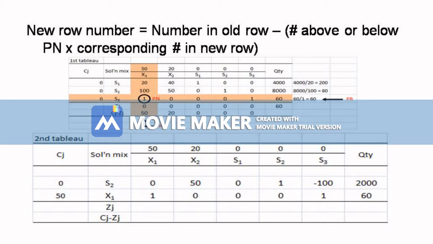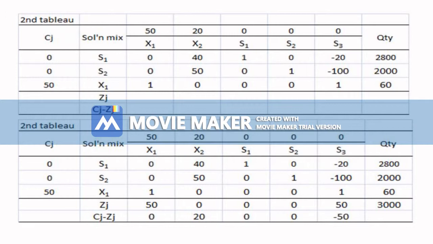So it is 0 in the column for x1. For the next column, the number in the old row, which is 50, minus the number above or below PN, which is 100, times the corresponding number in the new row, which is 0. So it is 50. You just have to do the same process for the remaining numbers in that row as well as in your row S1. And after that, you also have to get the Zj, since we already know how to get the Zj, and also the Cj minus Zj value.